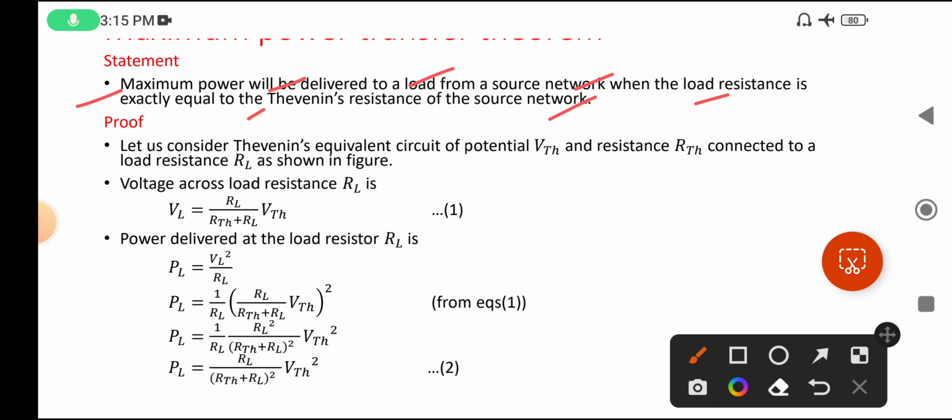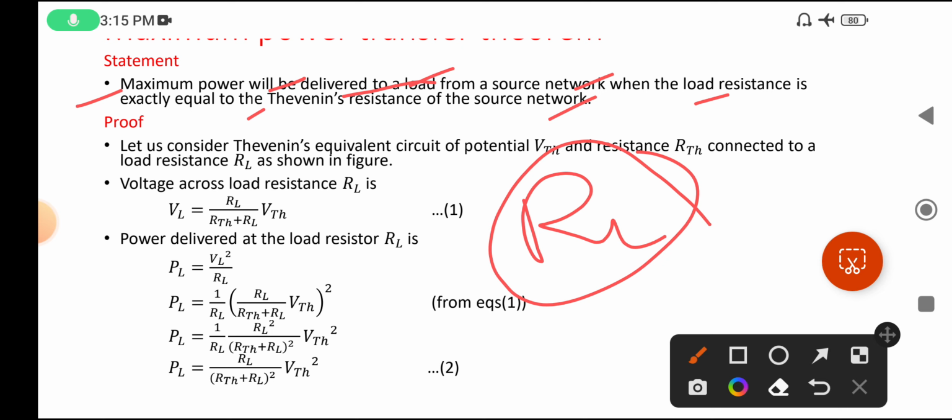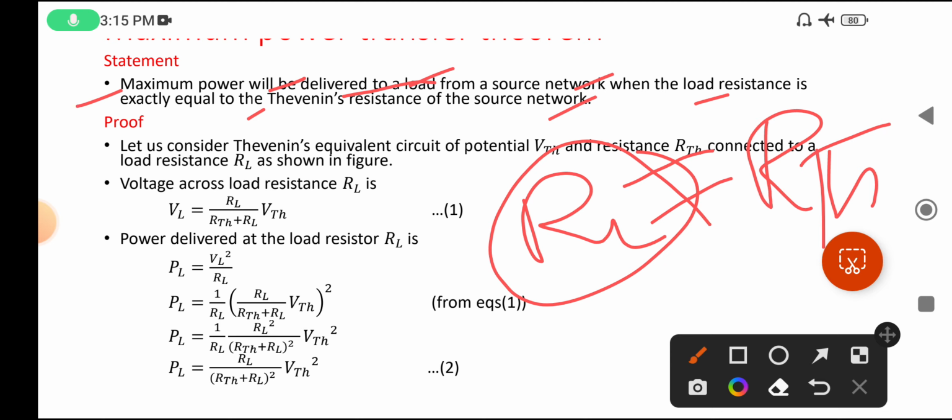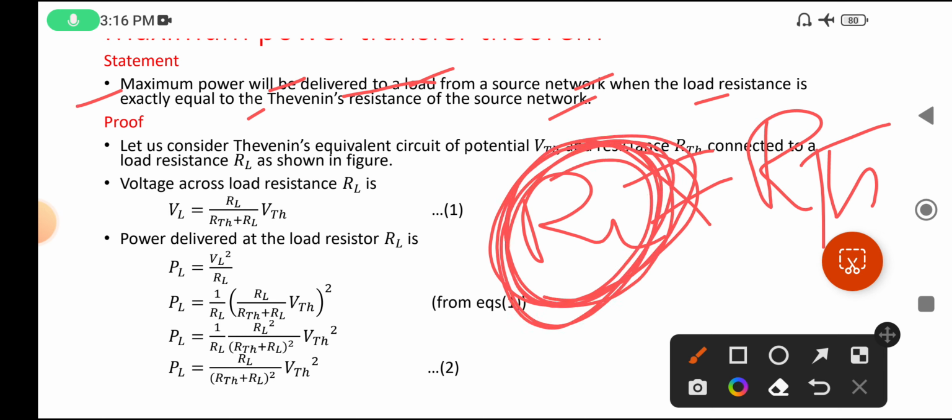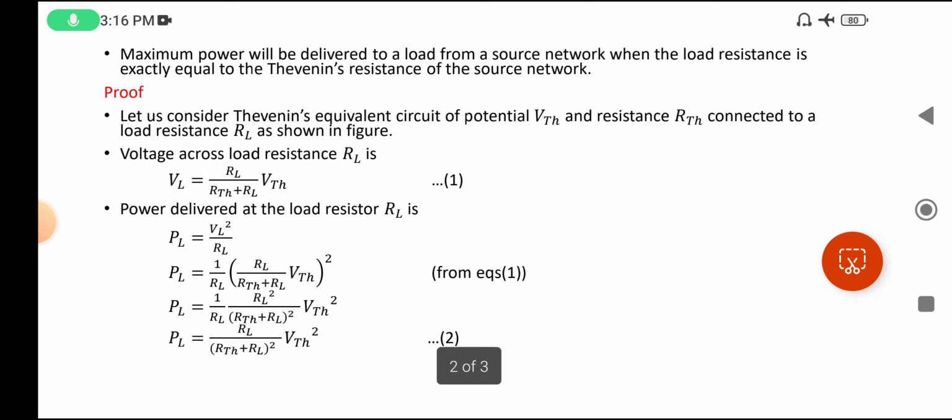Here, maximum power is delivered to what? It is delivered to the load. But when does it occur? When the maximum power is delivered to the load, the load resistance must be equal to Thevenin's resistance. Then only will maximum power be transferred to the load, otherwise it cannot. Okay, so that is the statement. Now, proof.